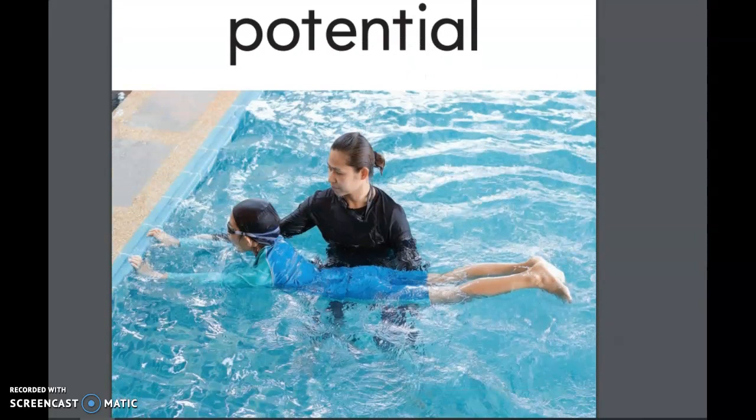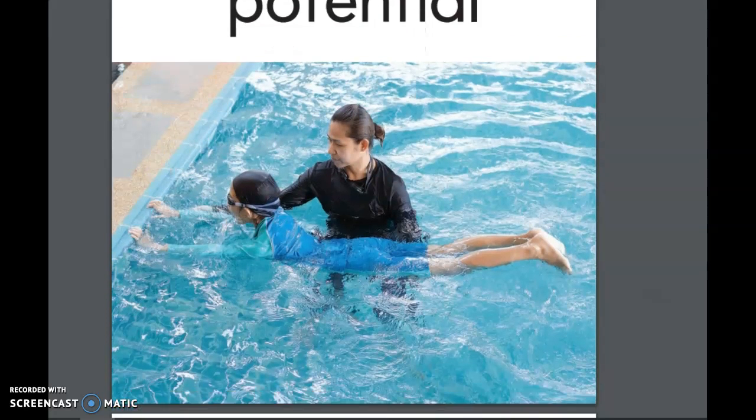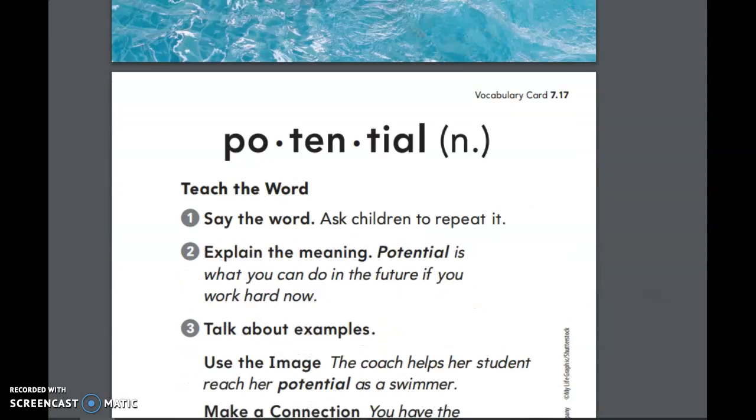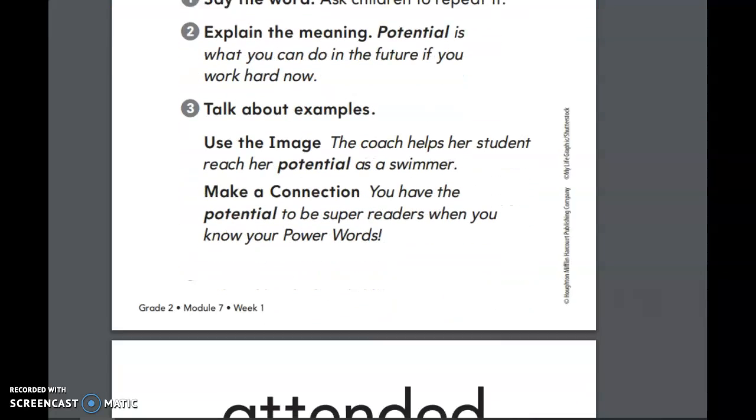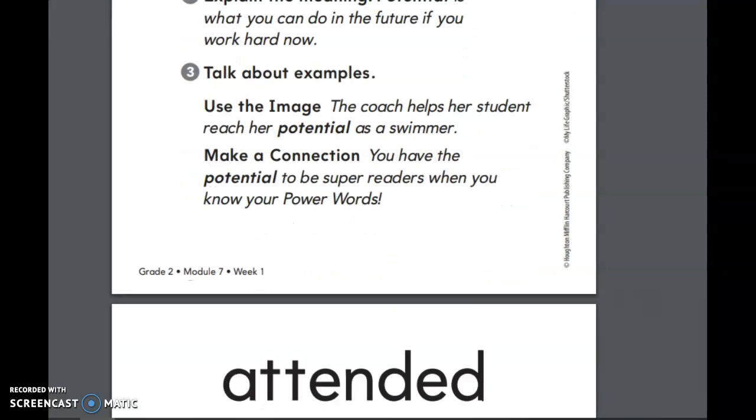And then our last word we have is potential. Potential is a noun. Potential is what you can do in the future if you work hard now. You have the potential to be a super reader. Potential.